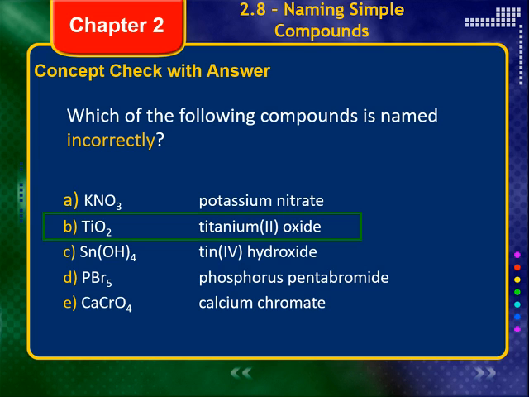The correct answer is B. The charge on oxygen is -2. Since there are 2 oxygen atoms, the overall charge is -4. Therefore, the charge on the titanium must be +4 in order to balance that out, not the +2 that we've indicated here by the Roman numeral. Everything else is going to be A-OK. All right, and that will do it for Chapter 2.